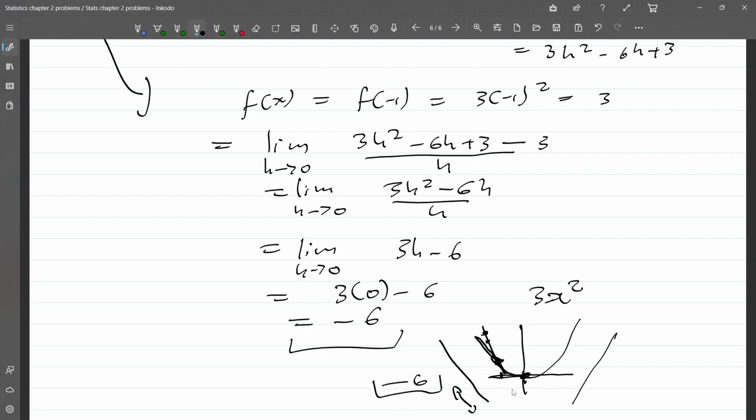So guys, that is the end of our section 1. We will continue with part 2, which will be differentiation from first principles.